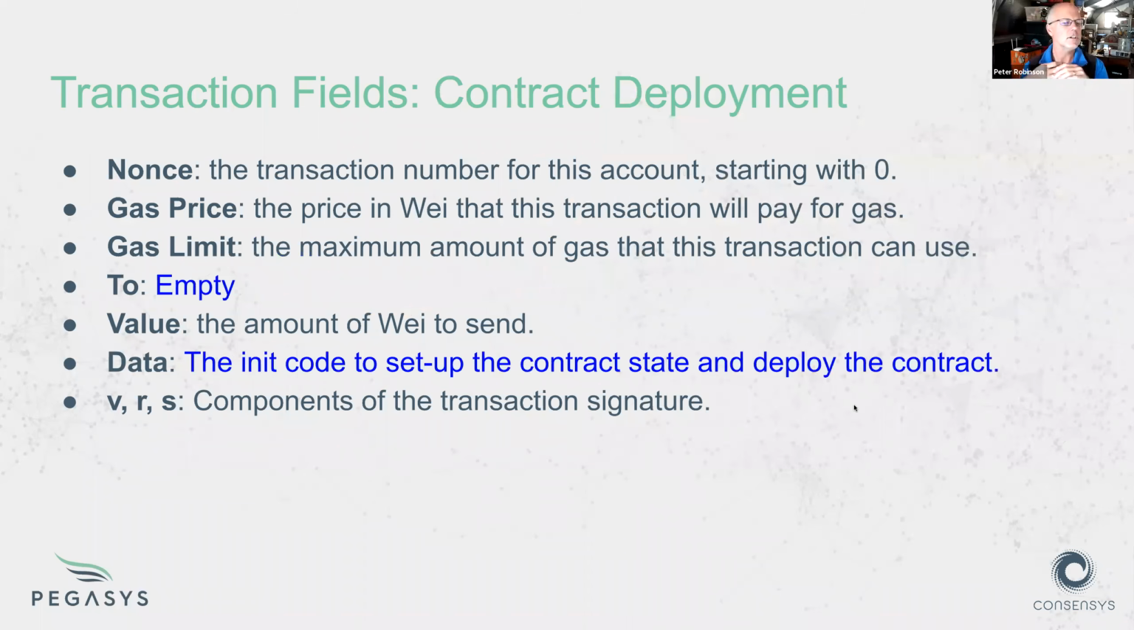If you're going to deploy a contract, the to field has to be empty, and that indicates to the Ethereum client that you want to create a contract. And the data field contains the initialization code, so essentially a code fragment which is going to set up the state of the contract and deploy the contract.